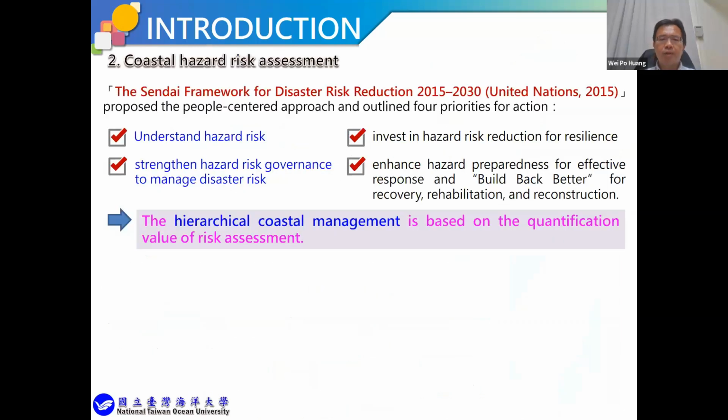In terms of risk assessment, the Sendai framework for disaster risk reduction emphasizes a people-centered approach and outlines 4 priorities for action. Firstly, understanding disaster risk. Secondly, strengthening governance. Thirdly, investing in hazard risk reduction for resilience. Fourthly, enhancing disaster preparedness.